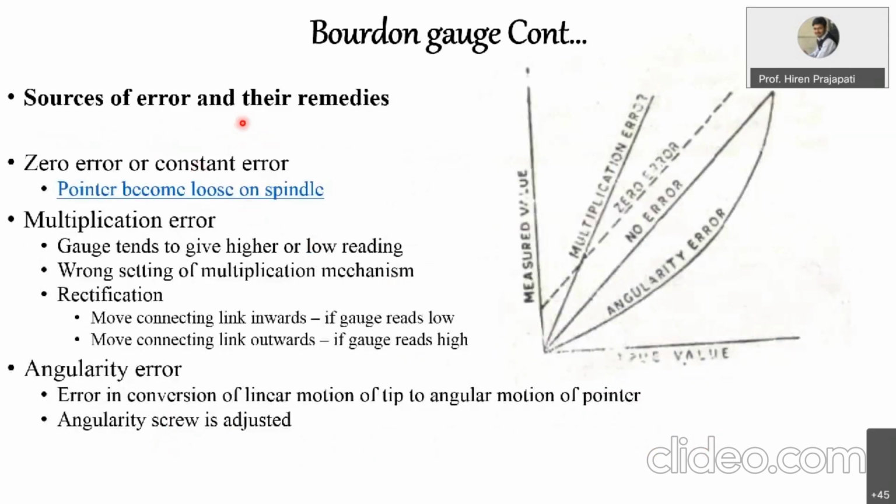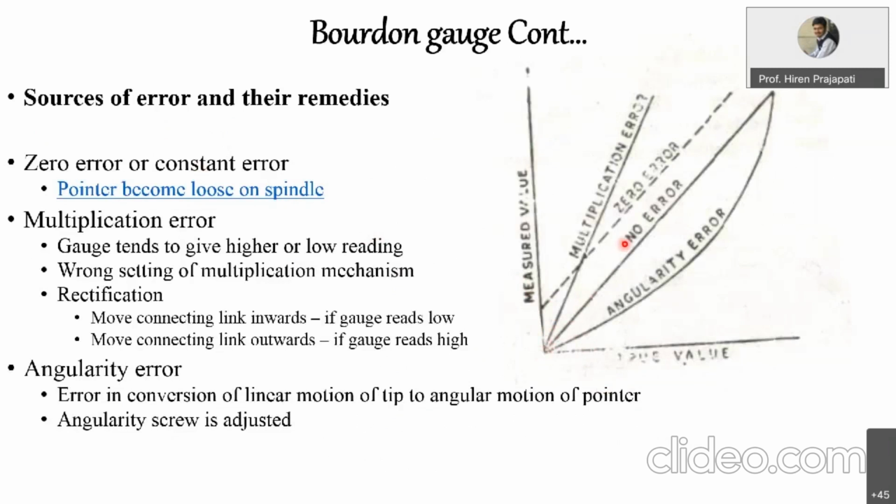Now, sources of error and their remedies. So this plot is giving us an idea about true value to the measured value, which you have done as a part of the calibration in the laboratory, right? So three major sources of error. First, or three types of errors in bourdon tube pressure gauge.